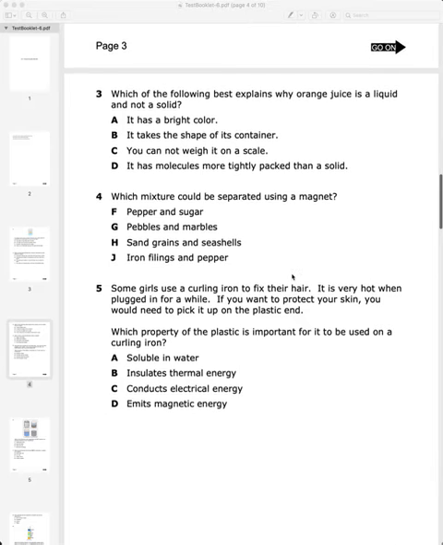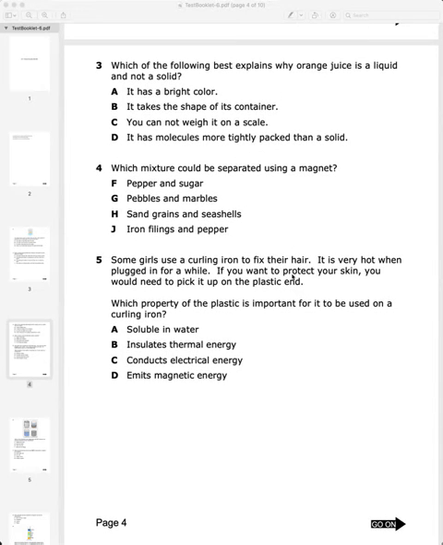Number 3. Which of the following best explains why orange juice is a liquid and not a solid? A. It has a bright color. B. It takes the shape of its container. C. You cannot weigh it on a scale. D. It has molecules more tightly packed than a solid.